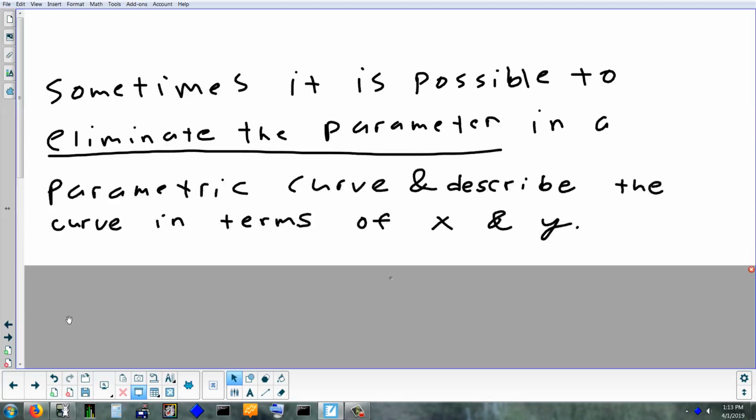Specifically, when you eliminate the parameter, I want you to isolate y. I want you to get y by itself. How come? Because that's how we always graph when you're using function notation. Get y alone.